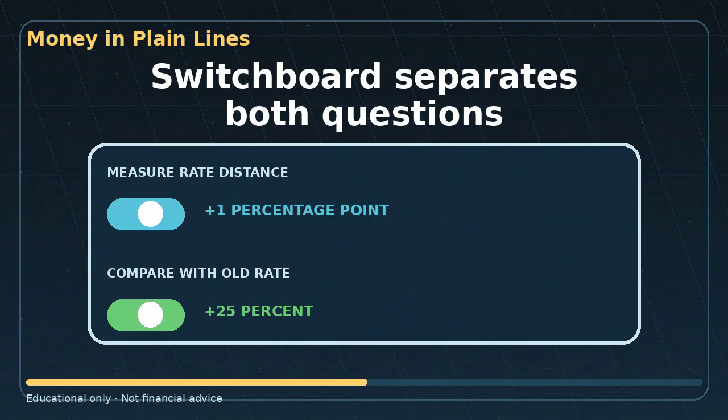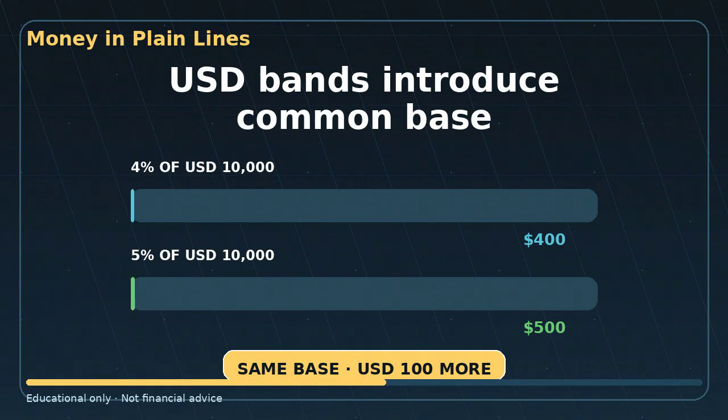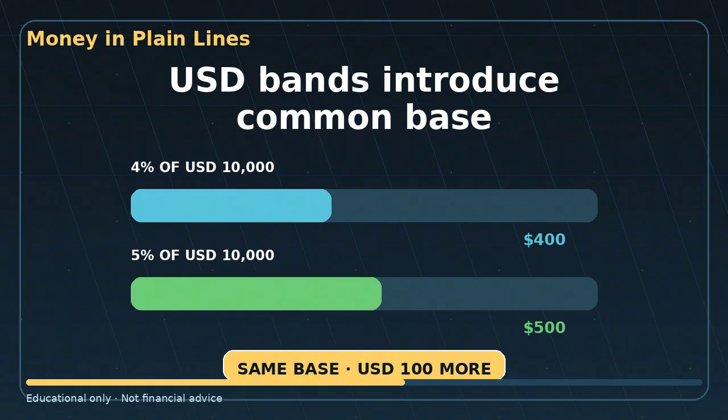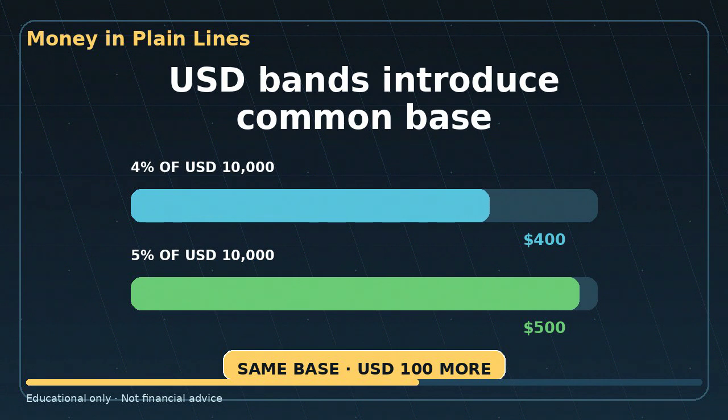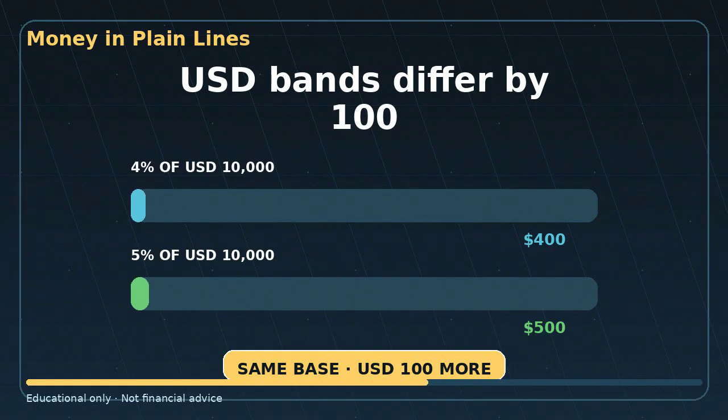A fictional USD example shows why the language matters. Apply 4% and 5% separately to the same $10,000 classroom base for one simplified period. 4% of $10,000 is $400. 5% of $10,000 is $500. The displayed amount differs by $100. This scene does not promise earnings, define a real product, include compounding, or model fees. It only gives both rates an identical amount base.